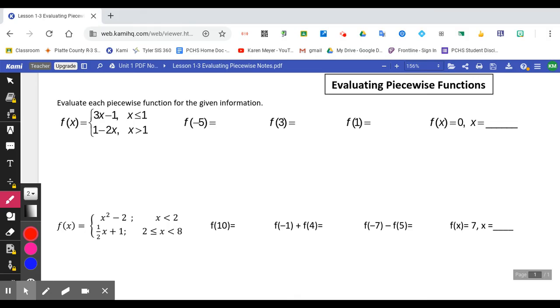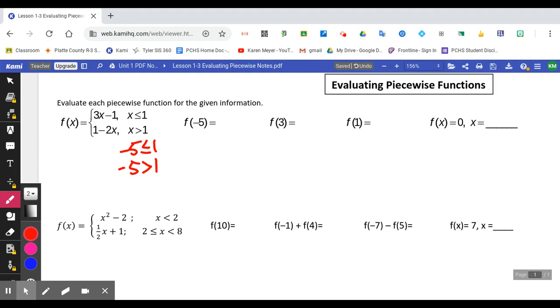Now your job is to figure out, well, which piece of the piecewise function do I use? The top one or the bottom one? To help you figure that out, you need to start by looking at the restrictions. So if I've got -5, I'm thinking in my head, is -5 less than or equal to 1? Or is -5 greater than 1?